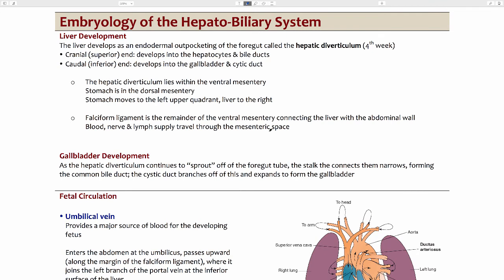Embryologically, the liver actually begins from the endoderm. These are the digestive tissues. And I won't go through that whole process here. Basically, you can think of it as a sprouting off from the gut tube. And then the liver develops from that, and so does the gallbladder. So these are from endodermal digestive tissues.